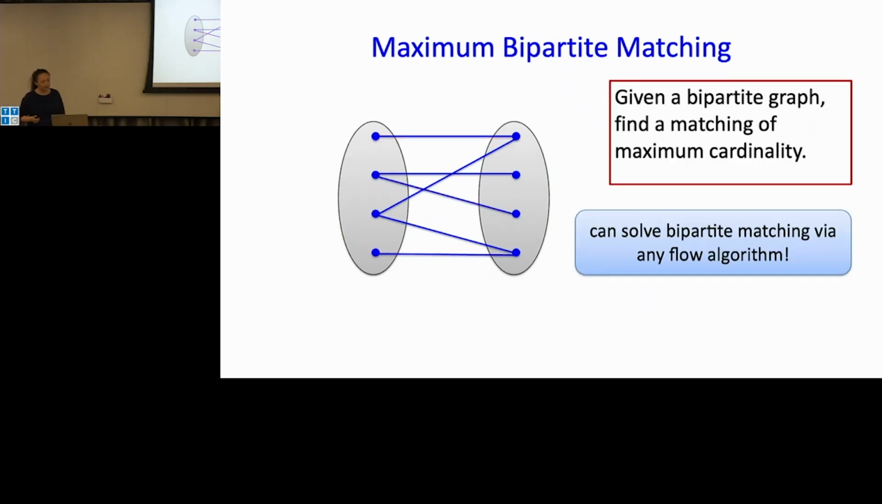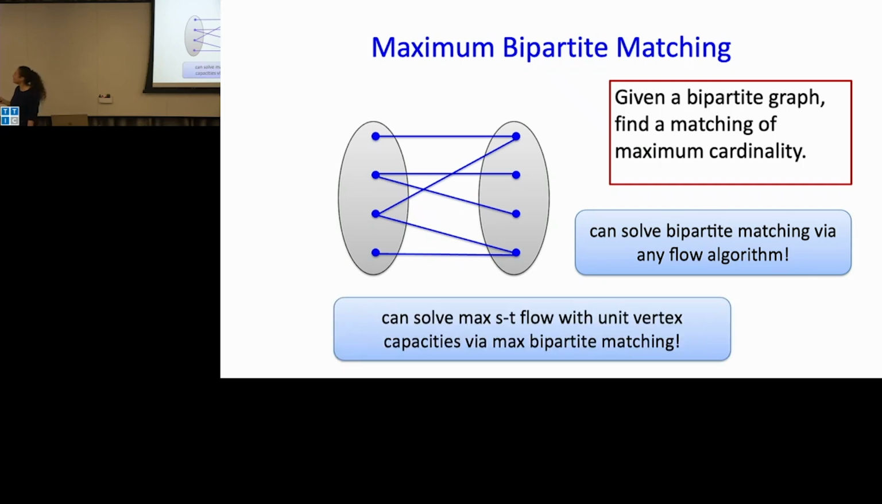Okay, so obviously if you have an algorithm for maximum flow, you can solve bipartite matching. This is very well known. It's usually taught in algorithms classes and so on. And interestingly, what people are less aware of is that the other direction is also true. If you have an algorithm for bipartite matching, you can actually use it to solve maximum ST flow if all vertex capacities are unit. So it's really cool. In some sense, bipartite matching and flow are the same as long as there are unit vertex capacities. Yeah, I know it's surprising.